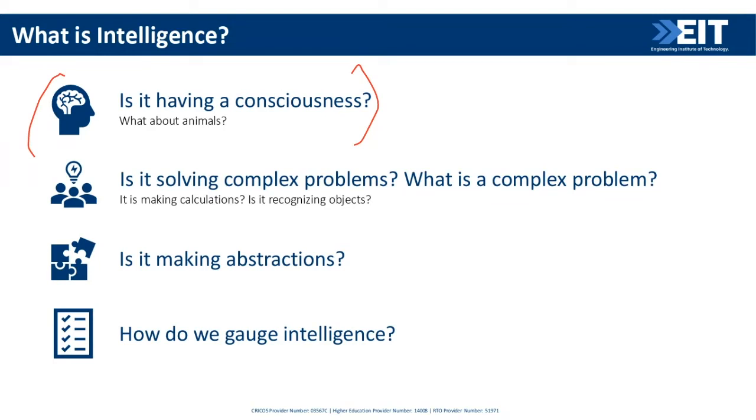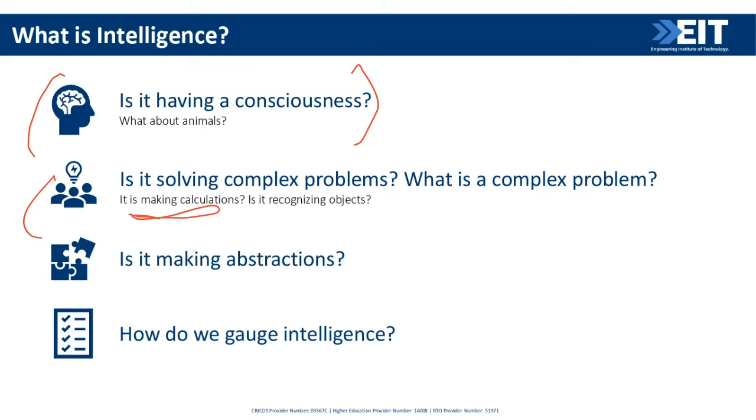Now, another point is intelligence about solving problems, or in particular complex problems. But in this case, what's a complex problem? Is it calculations? Because if it's about calculations, a dumb calculator is much better than our human brain. Is it about recognizing objects? This is a complex problem, looking at an object around you and identifying that this is a car.